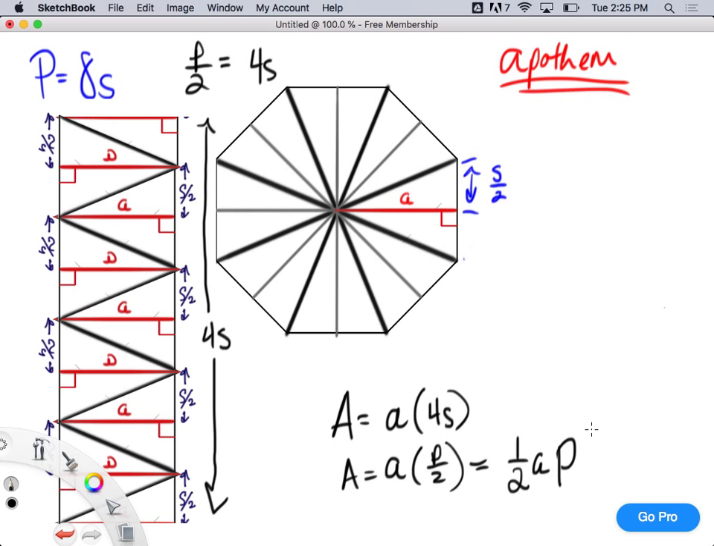Can I just real quick? Hold on a second. Perimeter is 8S. So then I ask you, what's perimeter over 2? It's 4S. So those are equivalent, right? So I can substitute in. Instead of 4S, I put P over 2. And now listen to me carefully. The area of a polygon is equal to 1/2 the apothem times the perimeter. See that? Take a picture if you'd like.